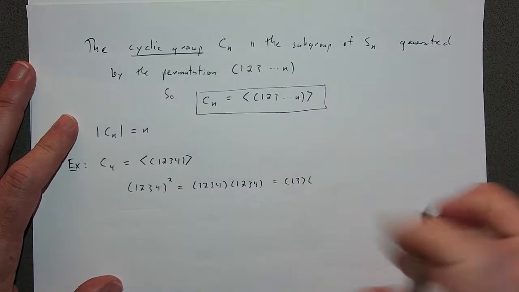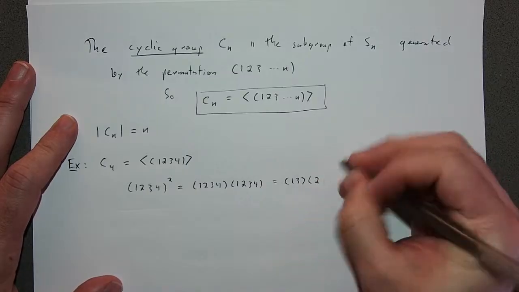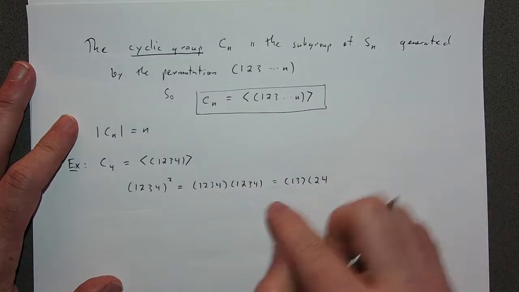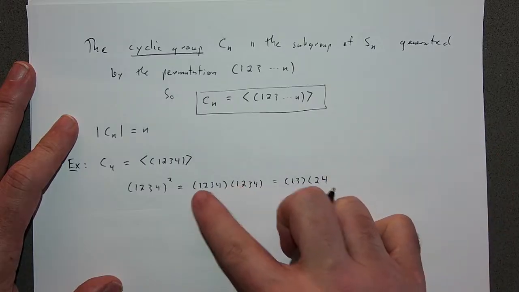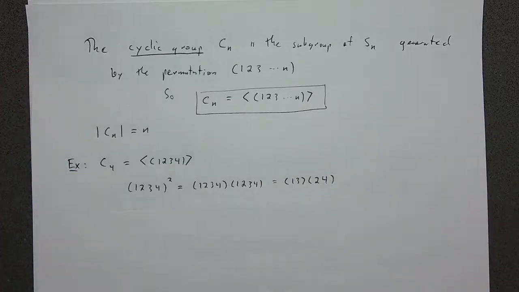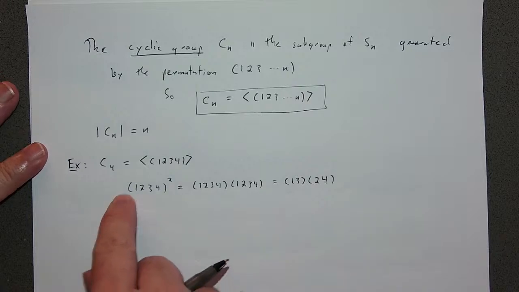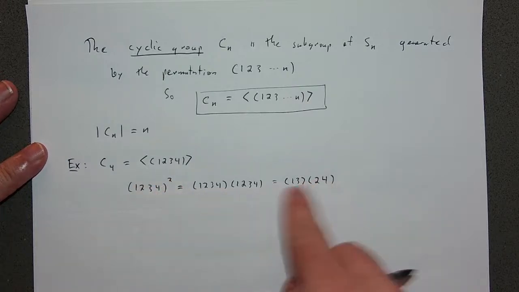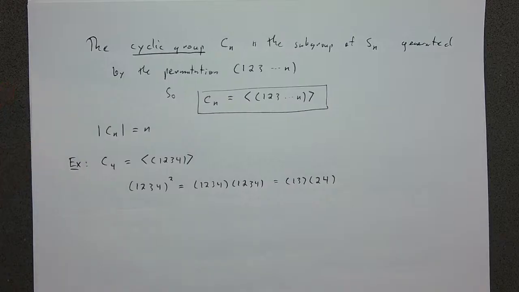And then next, what happens to 2? So 2 goes to 3, and then 3 goes to 4. So 2 goes to 4. 4 goes to 1, 1 goes to 2. So I close this cycle. So (1 2 3 4) squared, (1 2 3 4) applied to itself, is exactly this.